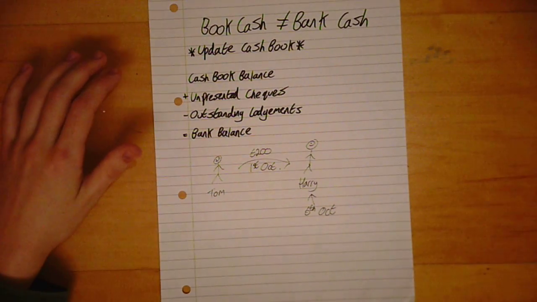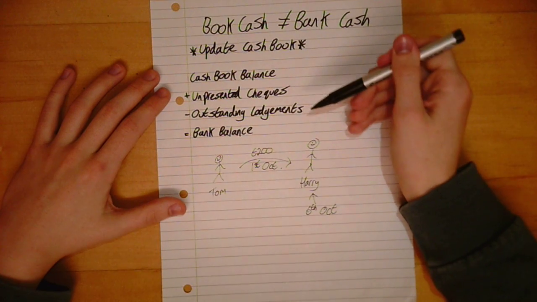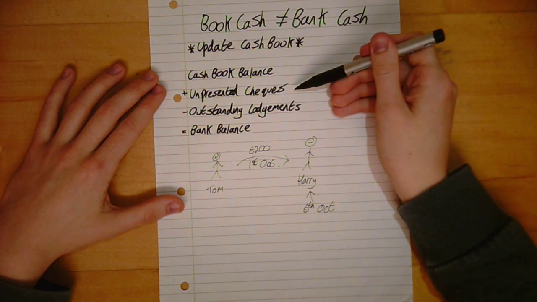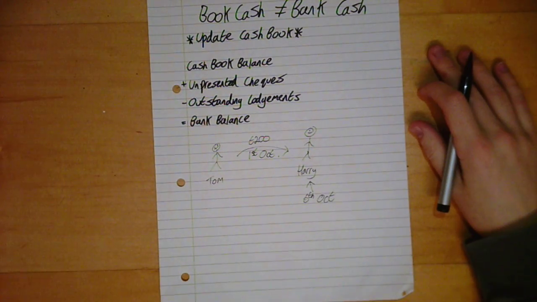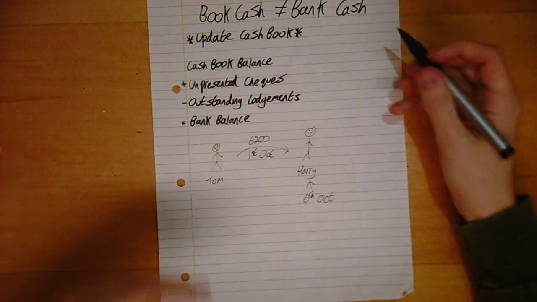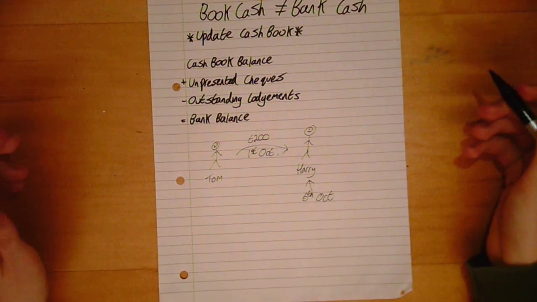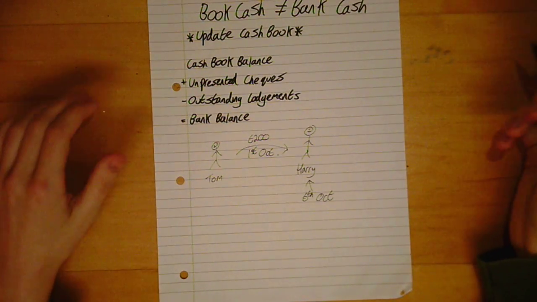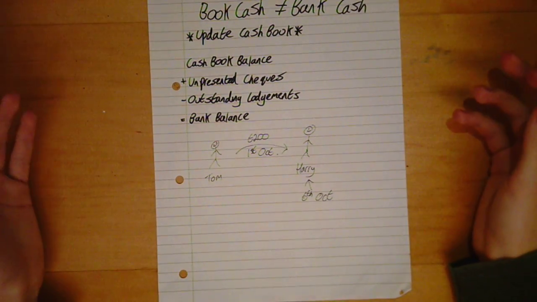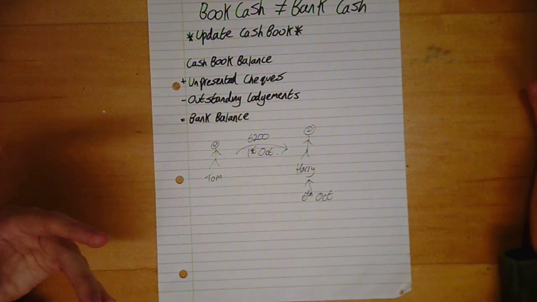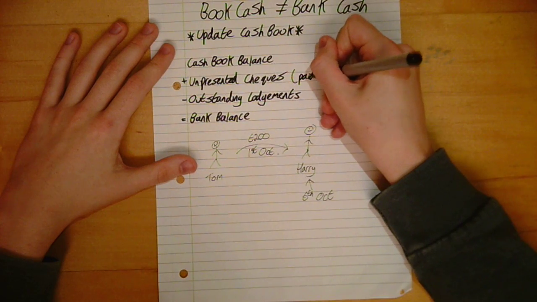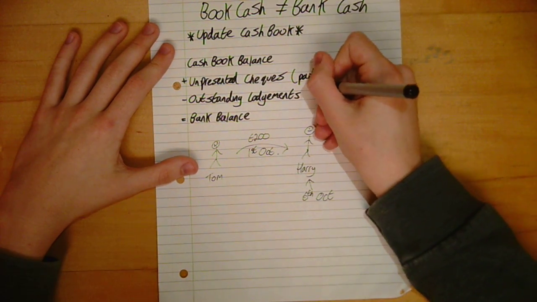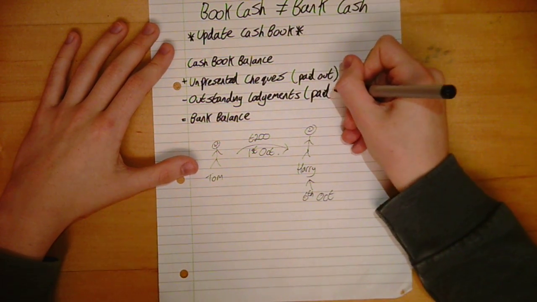So we've got two things here, unpresented checks and outstanding lodgements. One's added, one's minus from cash book. So how do you know which one? Well, simply, as I said before, unpresented checks is where you've made a check and it hasn't come out of your bank yet. Outstanding lodgement is where you've received a check, you've paid it into the bank, yet you've not got the money in yet. So you could just say that's where you paid out and that's where you've paid in.